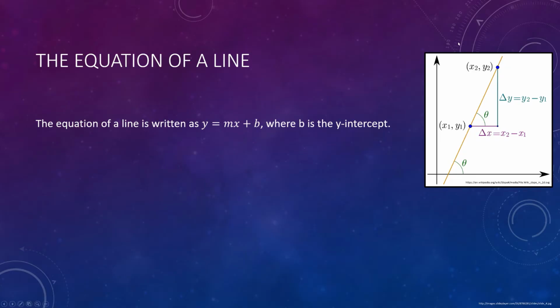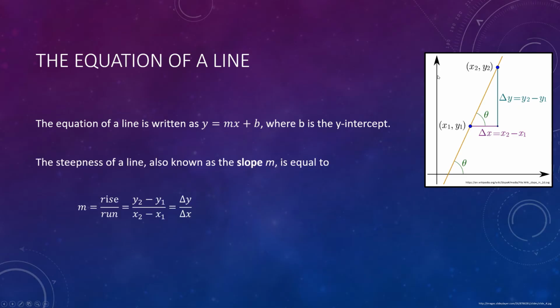B is the y-intercept, which is just wherever your line crosses the y-axis. In the case of this line, it would actually be a negative value somewhere down here. But m is what we call the slope. Slope is just the name given to the steepness of a line.